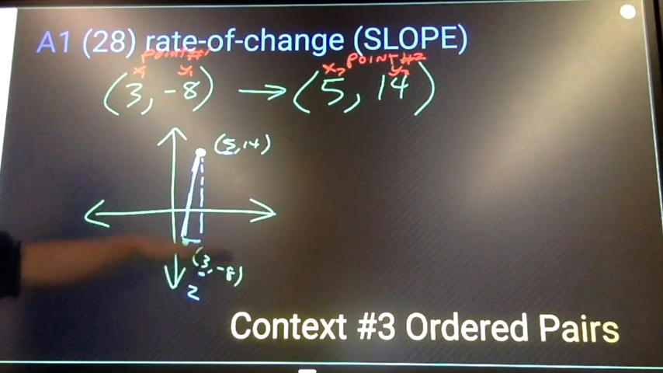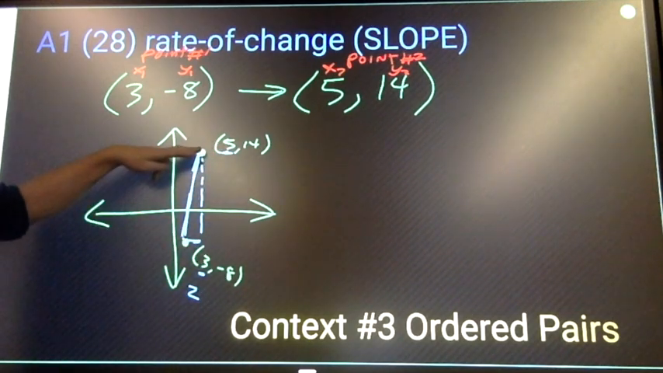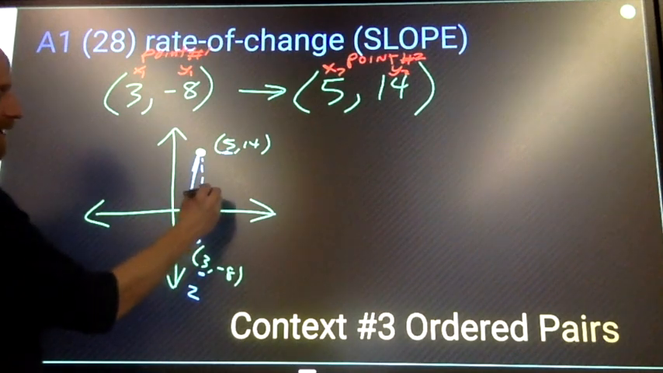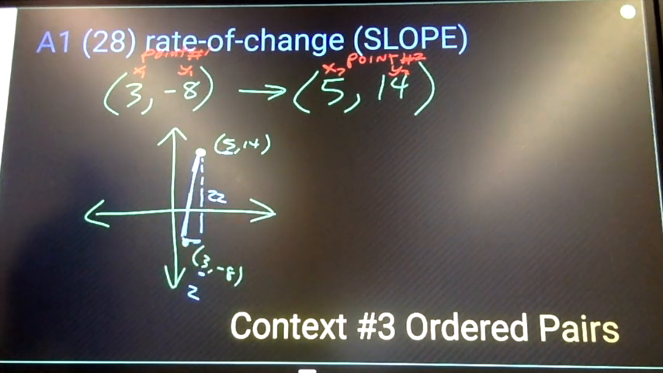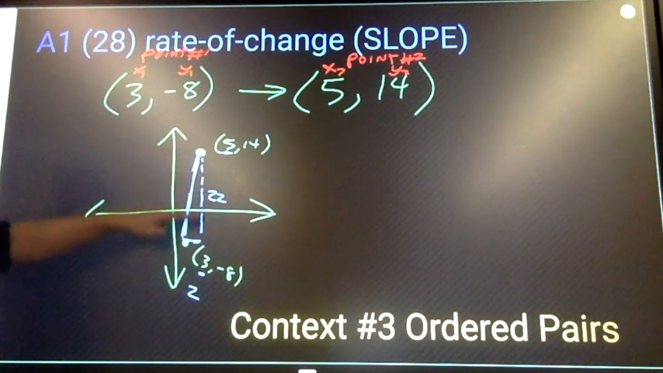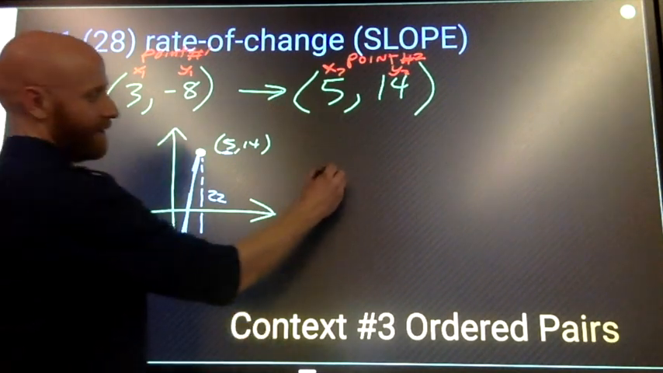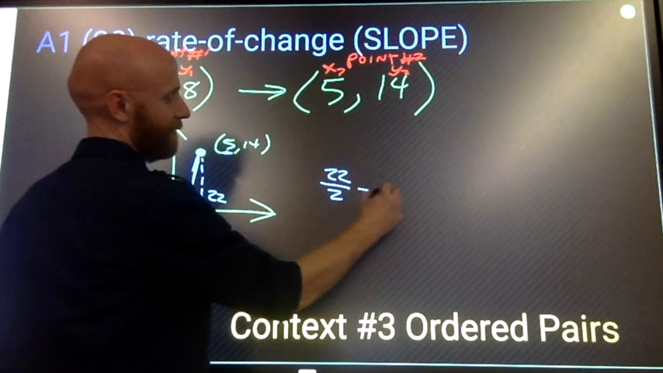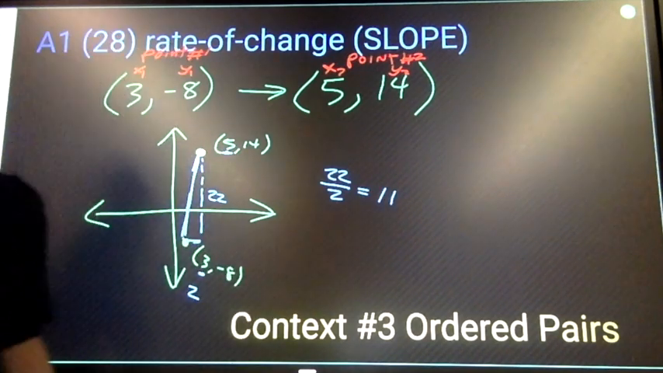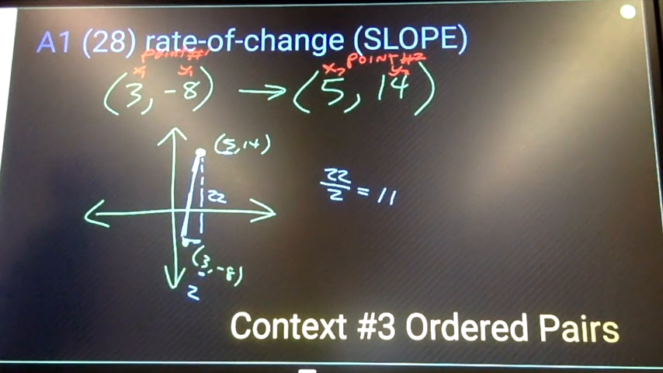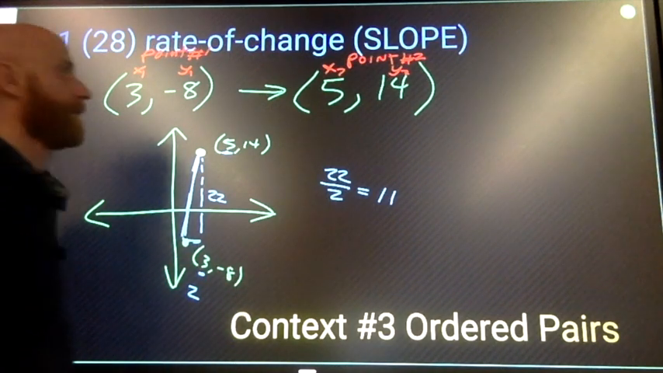How far is it from negative 8 to 14? Well, to get from 14 down to 0, that's a distance of 14. To go down 8 more, that's where I get my 22 from. All right, so this distance is 22. 22 divided by 2 is that slope of 11 that we got before. All right, so two different ways to get slopes if you have ordered pairs.